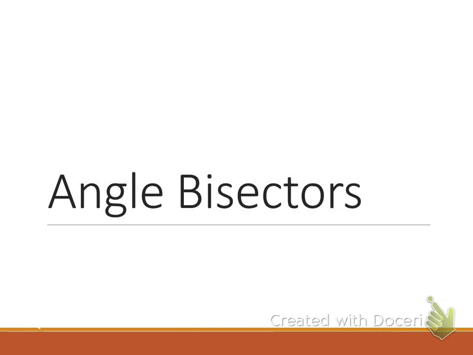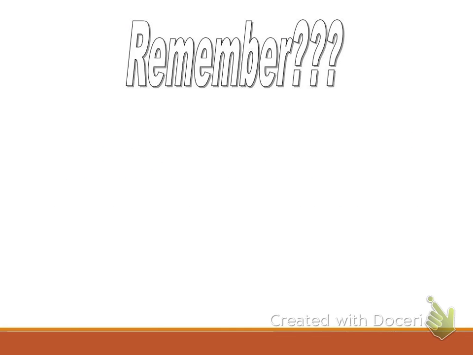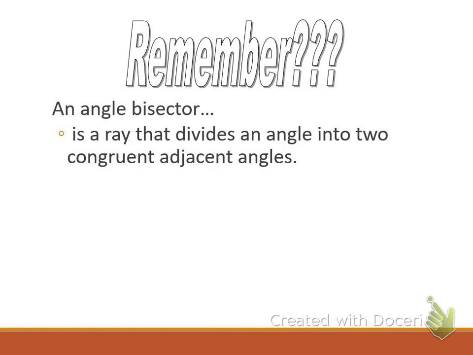All right, so now we're going to start talking about the next geometric figure that we're going to construct with our triangles, and those are angle bisectors, right? So we want to be able to use angle bisectors to solve some problems as well. So before we can do that, we got to remember a couple of things. Number one, we remember what an angle bisector is, and that's a ray that divides an angle into two congruent adjacent angles.